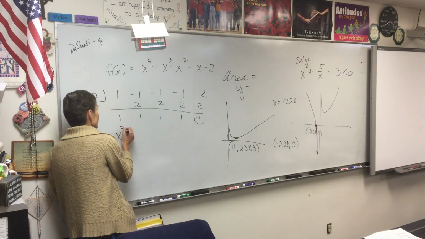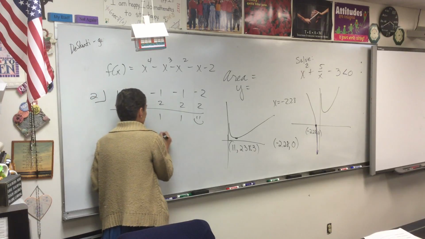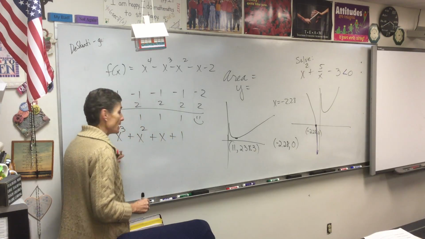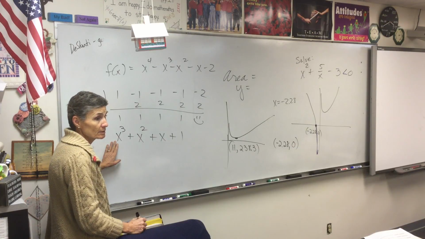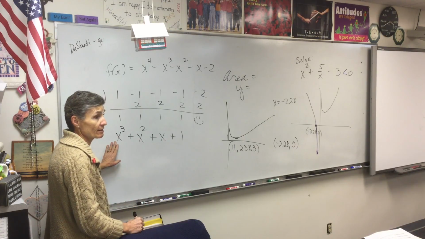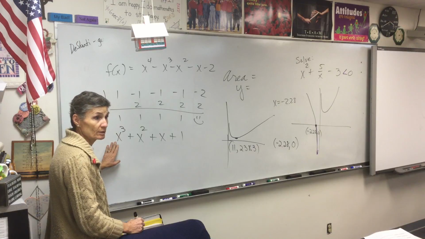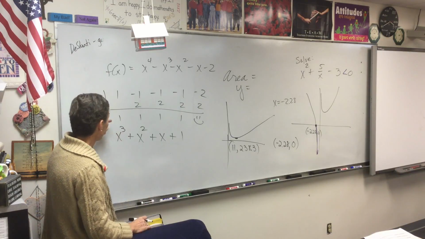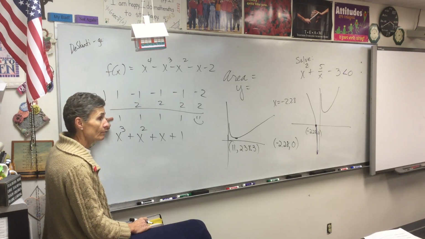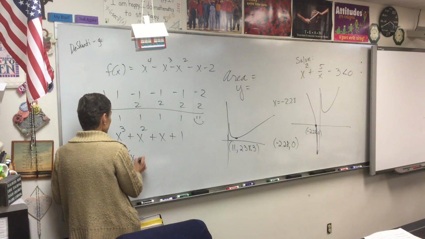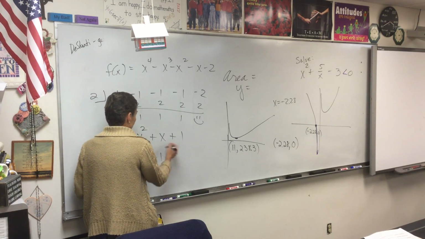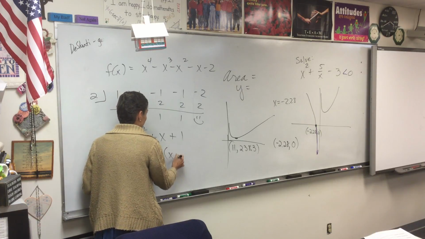X cubed plus x squared plus x plus 1. Now, that one factors by grouping if you want to do that. Some of you have already noticed that a factor of -1 worked. So if you know -1 works, you can divide it out. If you don't see that, you can factor this by grouping. When you can't take anything else out, take a 1 out.